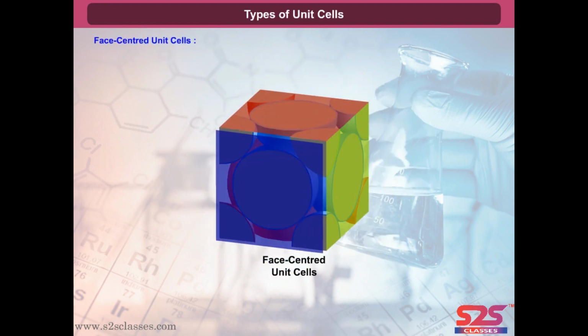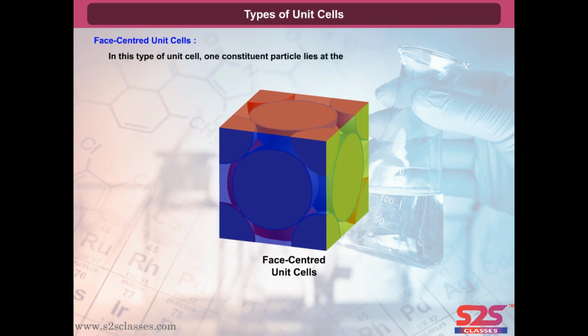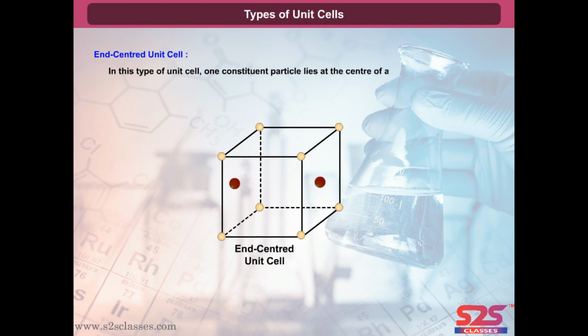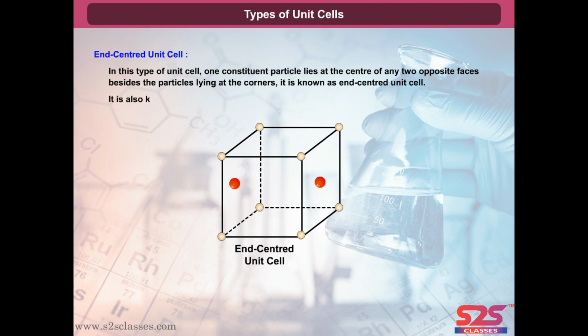Face-centered unit cell: in this type of unit cell, one constituent particle lies at the center of each face besides the particles lying at the corners. It is known as a face-centered unit cell. End-centered unit cell: in this type of unit cell, one constituent particle lies at the center of any two opposite faces besides the particles lying at the corners. It is known as an end-centered unit cell. It is also known as a base-centered unit cell.